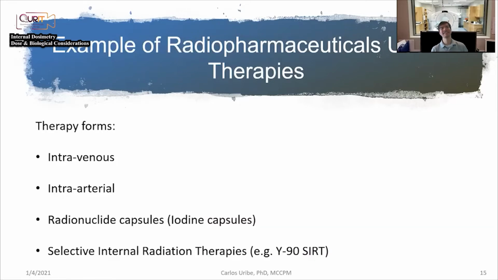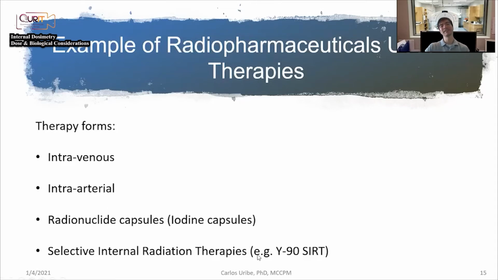Now, with this therapy, we can either deliver the radiopharmaceutical intravenously, so we would inject, or intra-arterially, depending on the one that we're using. For example, in the case of iodine, it's very common to use radionuclide capsules. It's a capsule that has some iodine, the patient will swallow it, and then the thyroid, this is mostly used for thyroid cancer, will take up the iodine and deliver the therapy.